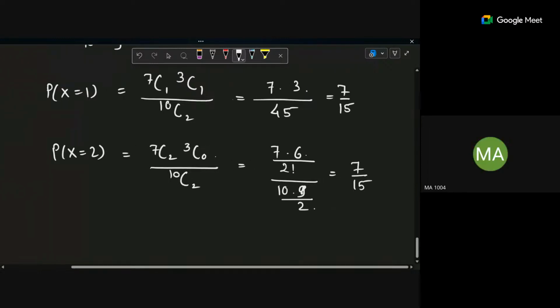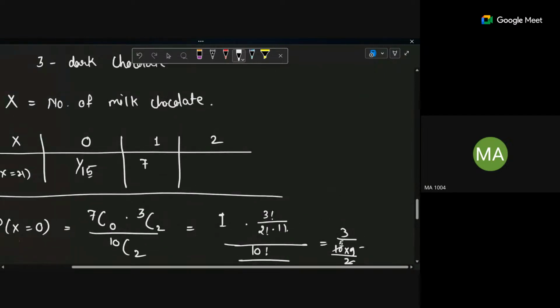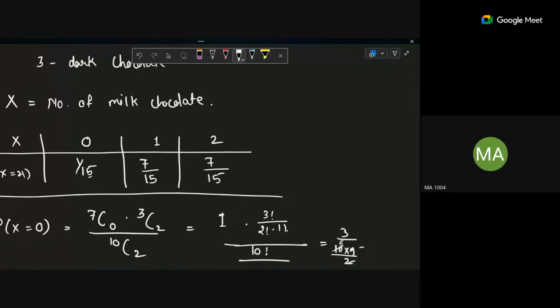Okay, so just check whether your PMF is correct or not. How to check it? All the probabilities should sum together to 1. See, 7 plus 7, 14, plus 1, 15. Right, so it is a PMF.